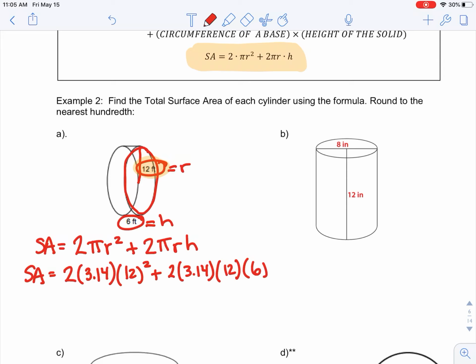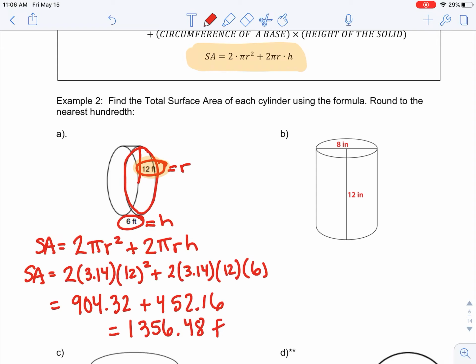Okay, so now we're going to work all this out, and this I definitely need a calculator for with all those decimals. So that gives me 904.32, and then here I got 452, and now I have to add those together. I'm going to get 1356.48. Again, because this is area, I have to square it. And that's my answer. Okay? So again, it's just following the formula, plugging stuff in.